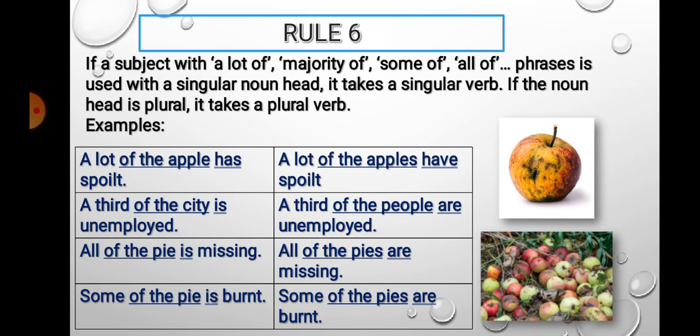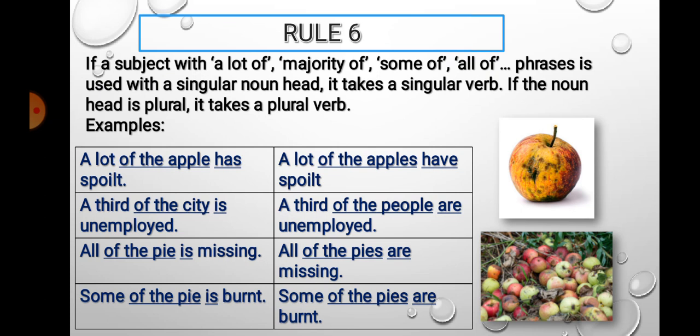Another example. A third of the city is unemployed, whereas a third of the people are unemployed.